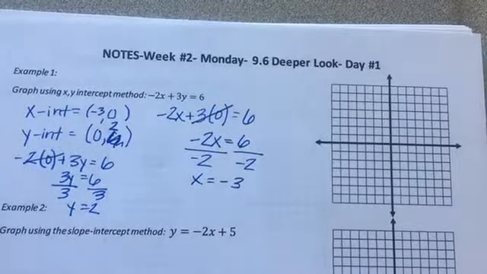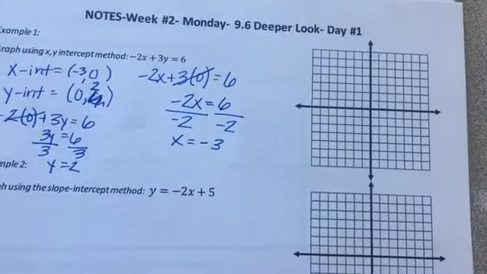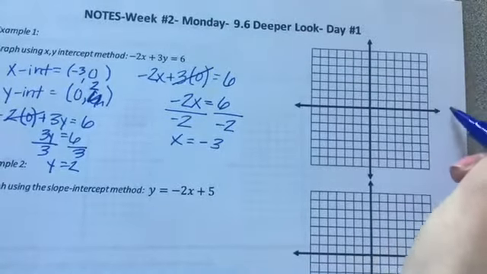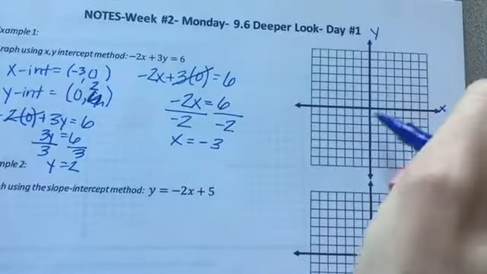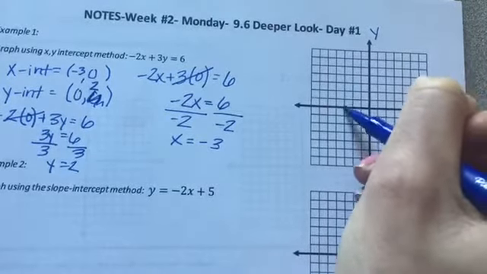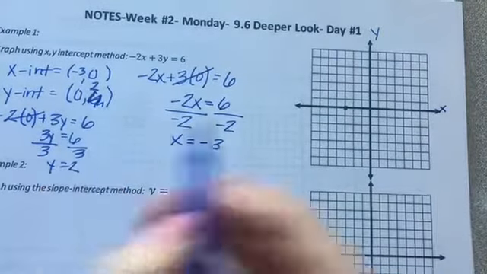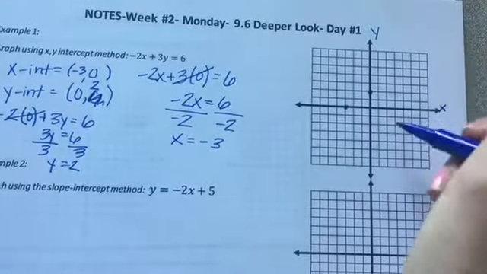So we go to plot our points, negative 3, 0. Negative 3, first of all, that's the x. So on the x-axis, if it helps you, label them x and y. On the x-axis, we're going to go back 3, and then it's 0. So it is on that x-axis. And then our y-intercept is 0, 2. So 0 on the x, 2 on the y, and we have our line.